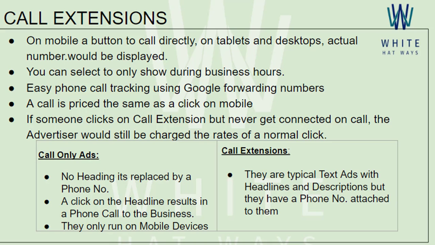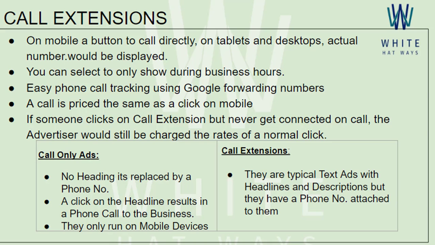The fourth point says a call is priced the same as a click on mobile. What it means is that whenever somebody gives you a click, whatever the cost of that particular click on the mobile phone would be the same as that of somebody calling you using the call extension in this particular ad. So the price of somebody calling you through the call extension would be the same as that of a click on that ad. There would not be any change.